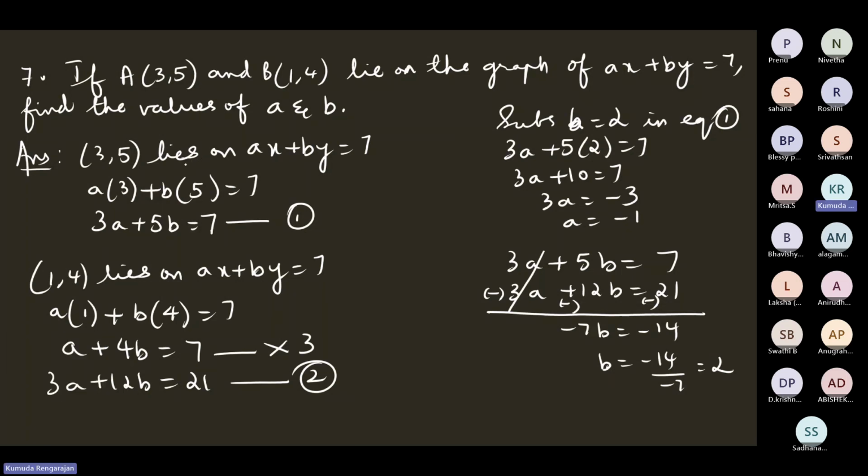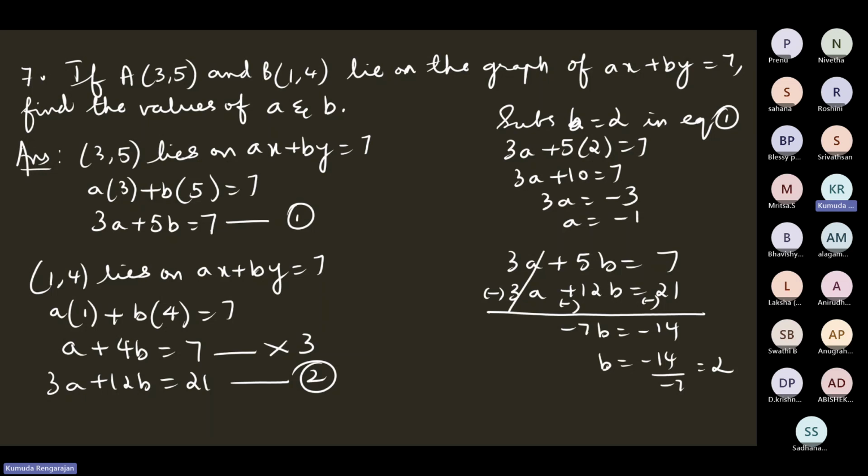All right, so we are given 2 points A and B, which lie on the straight line ax plus by is equal to 7. So we know that every point on the straight line will satisfy the equation. So (3, 5) lies on the line. So in place of x, use 3, and in place of y, use 5. And you get an equation 3a plus 5b is equal to 7. In the same way, (1, 4) lies on the line. So in place of x, 1, in place of y, 4, you get another equation in a and b.